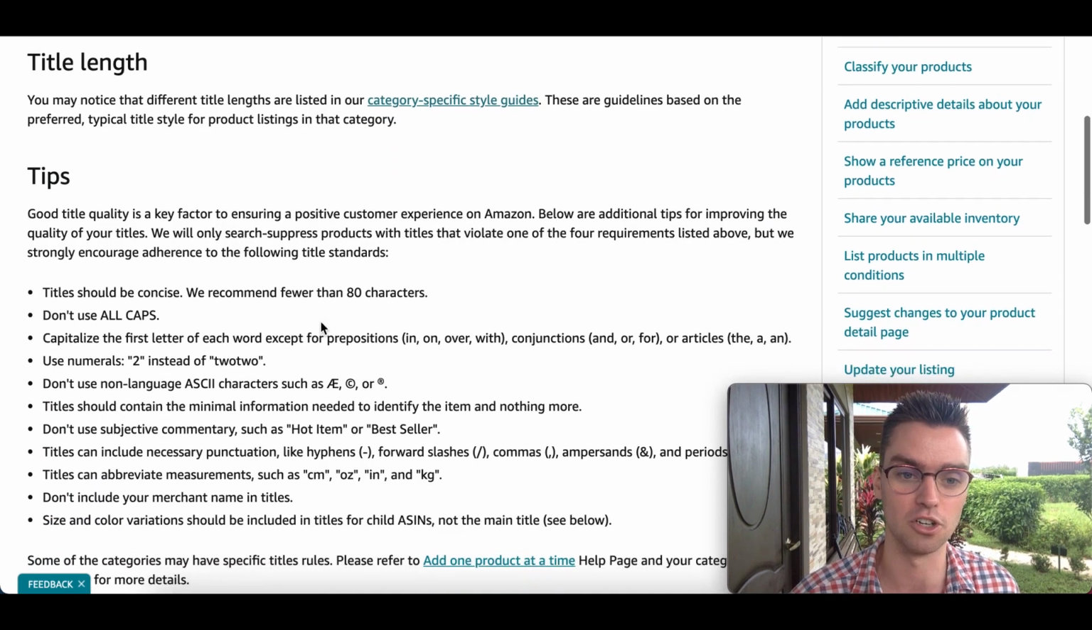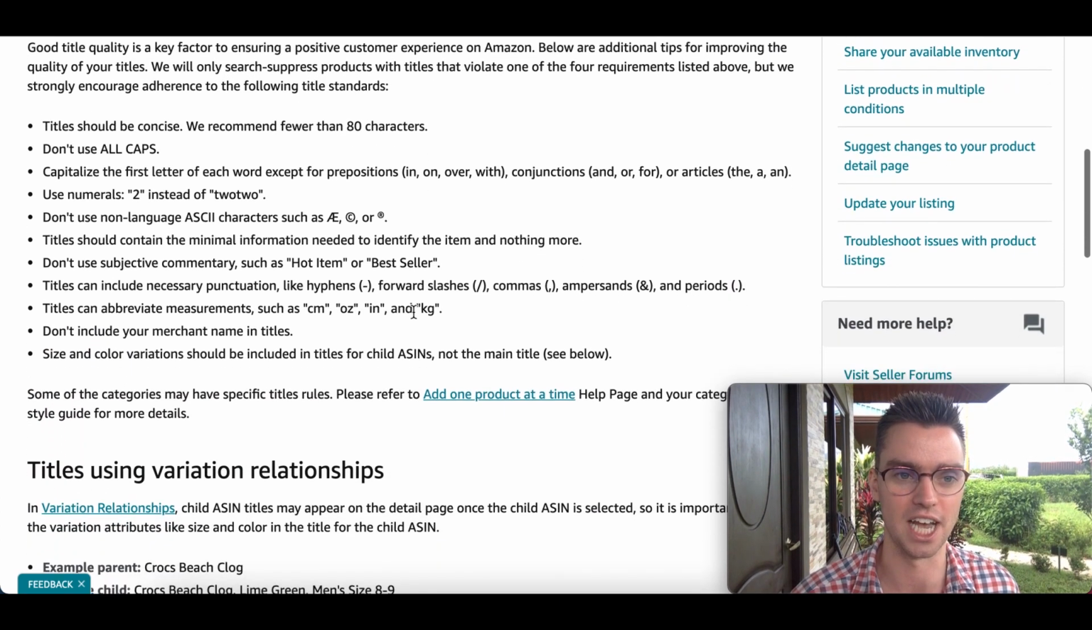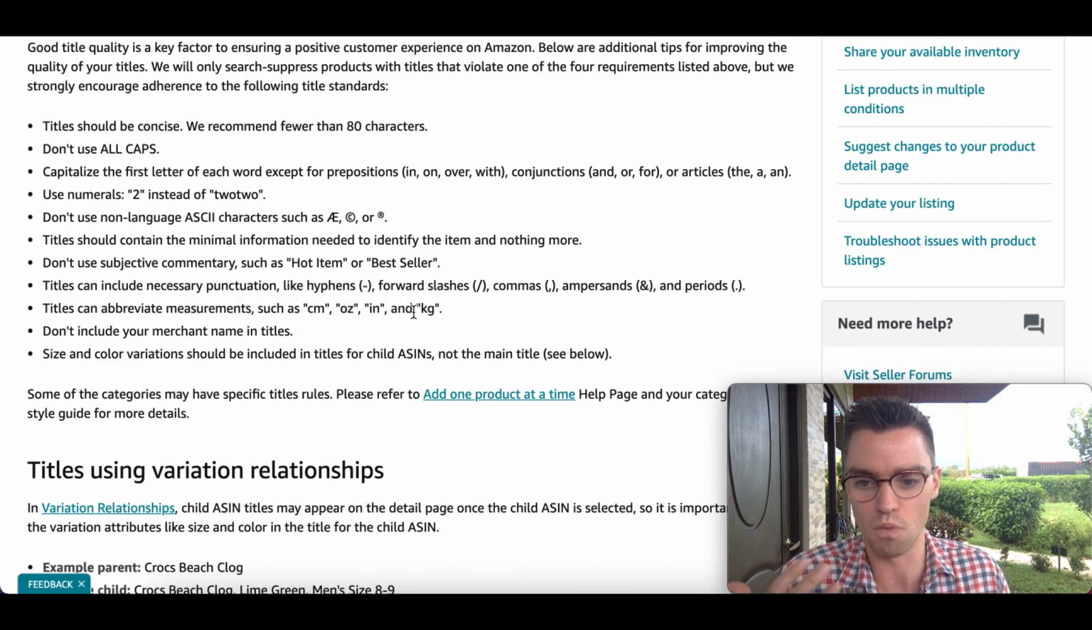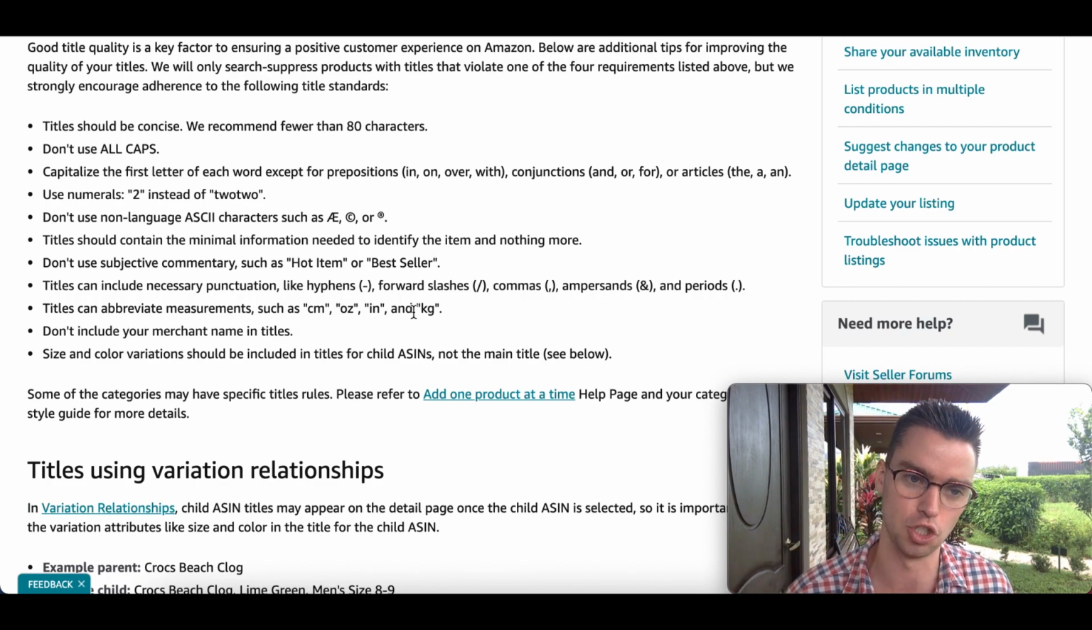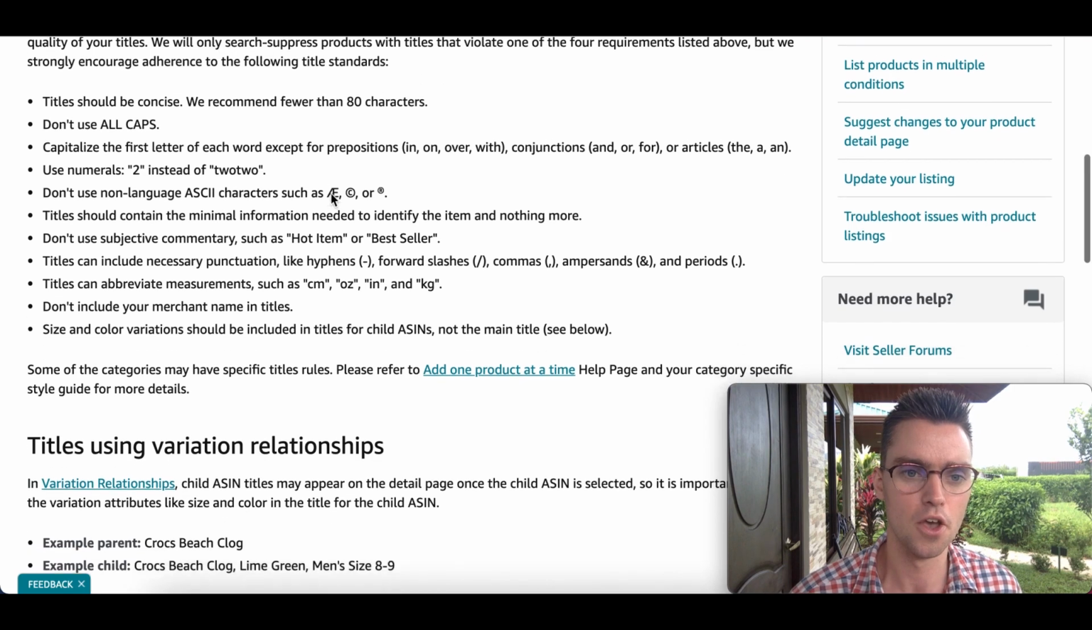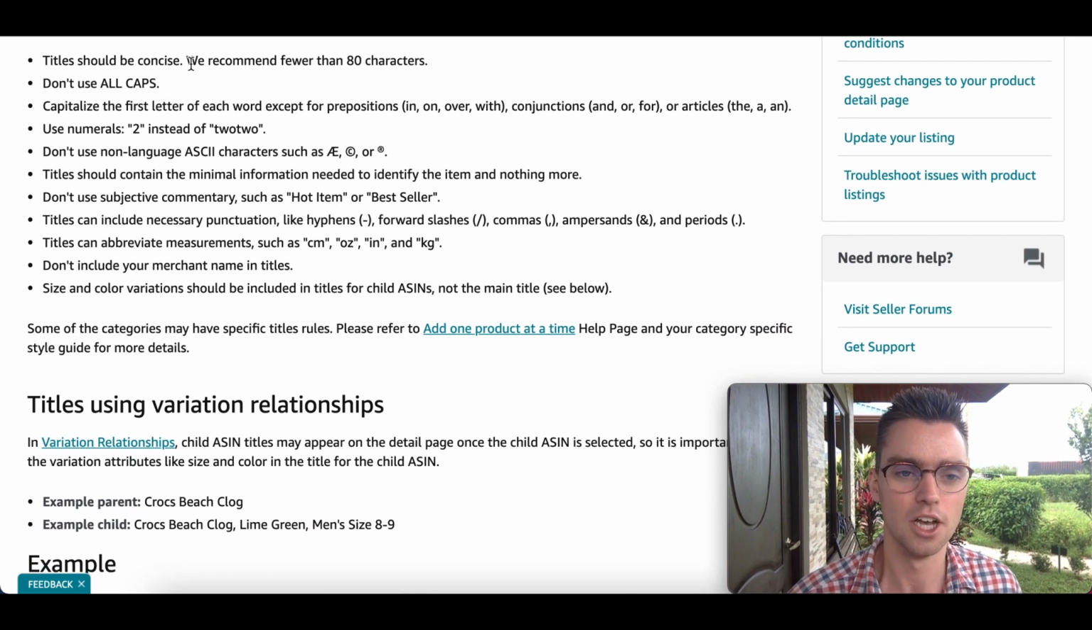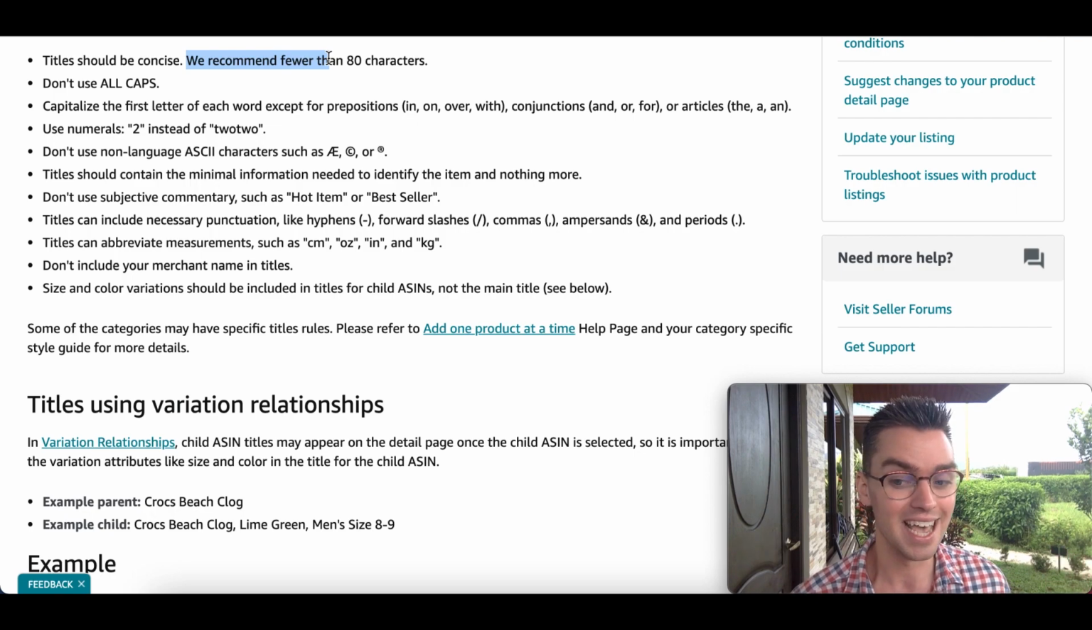But if we scroll down here a little bit more, there's actually two more little sections here of recommendations of what you should do as well as what not to do with your Amazon product title. So number one, titles should be concise. Amazon generally recommends fewer than 80 characters for all titles. Even if your character limit is 200, Amazon right here is recommending less than 80 characters.